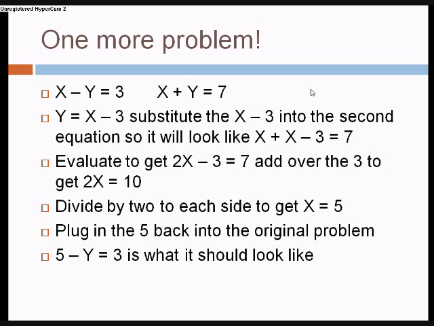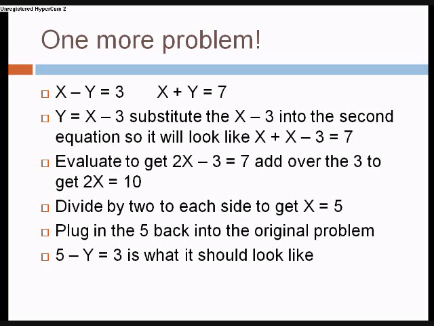Hi, this is Michael, and I'll be walking through a problem with you today. First, x minus y equals 3, and x plus y equals 7. We're going to use the substitution method to solve these equations. First, get it so you get y equals something, and we did it so y equals x minus 3.